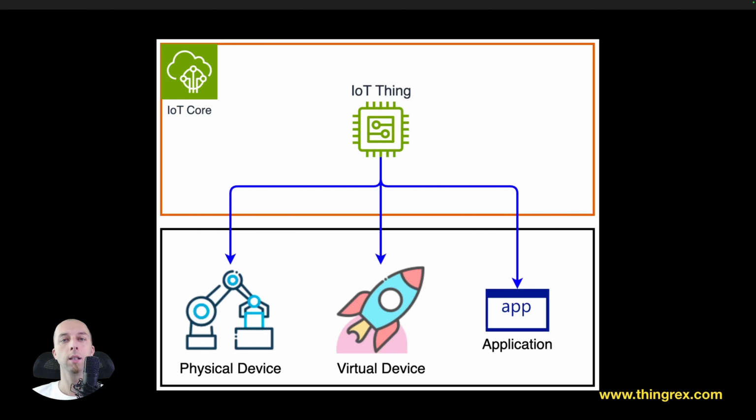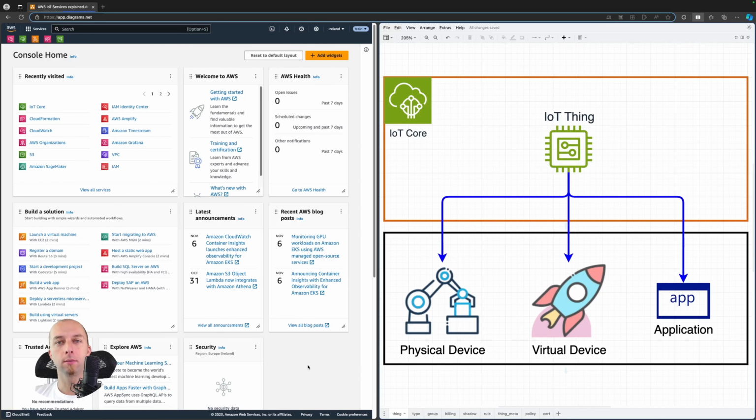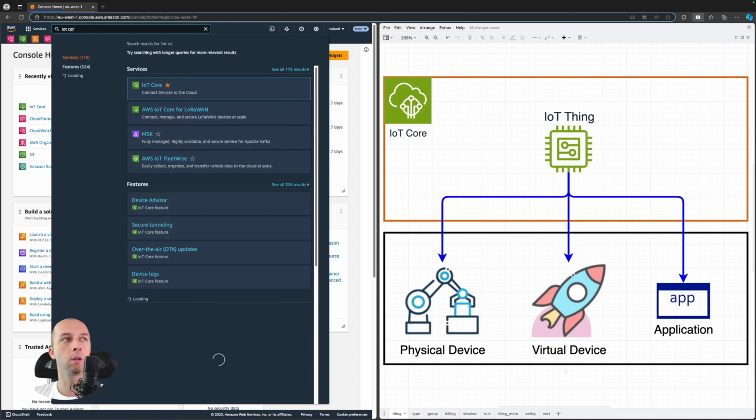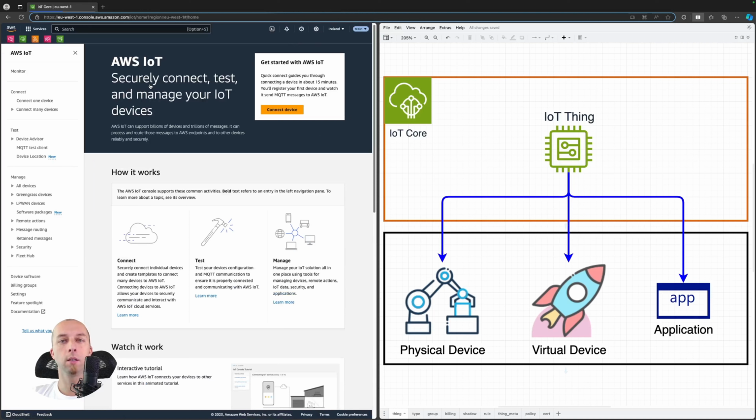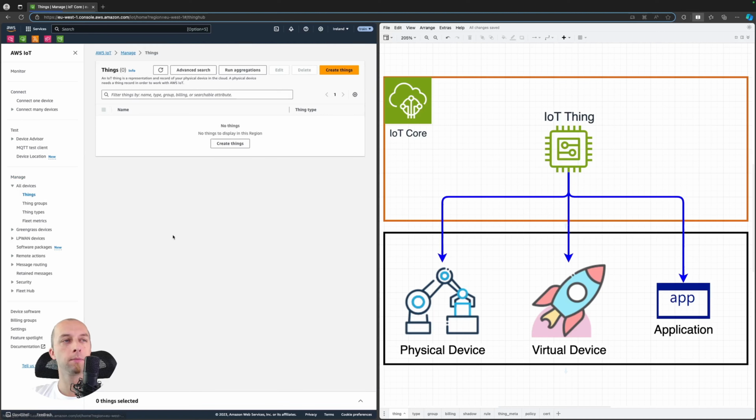Let's go to the AWS console to go into details. I'm logged into the AWS Web Console. In order to find IoT things, we need to go to the AWS IoT Core service, which is the main service of AWS in the IoT domain. Go to the search and type IoT Core. This is the service we're looking for. We can find our IoT things under Manage, All Devices, Things. As you can see, I do not have anything created, so let's create one together and review its properties.